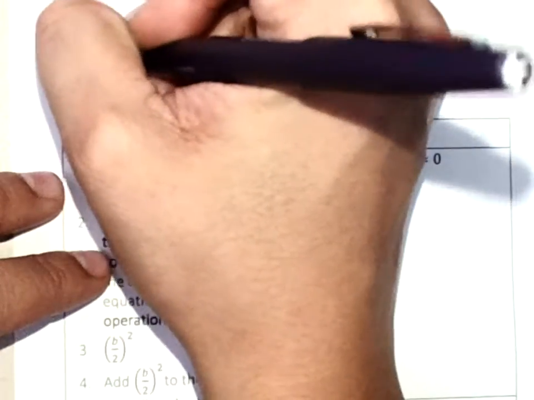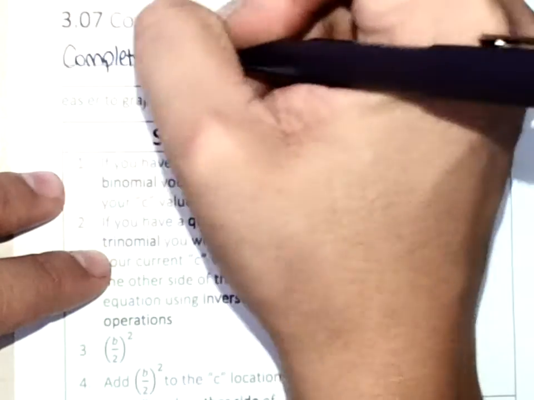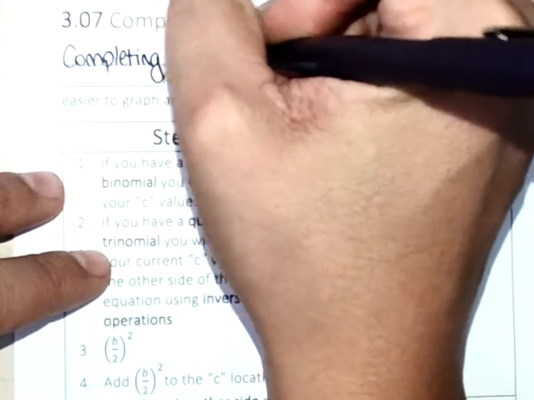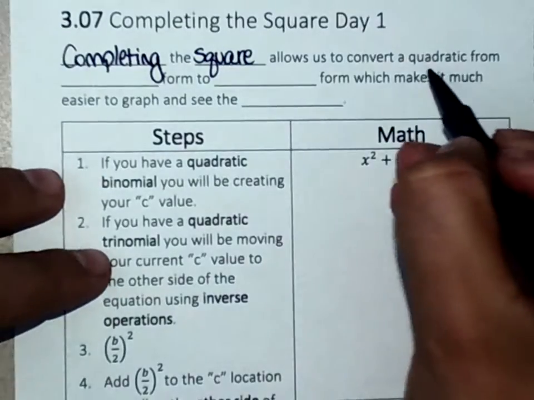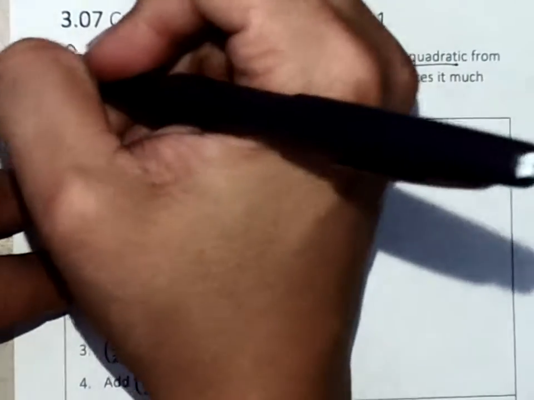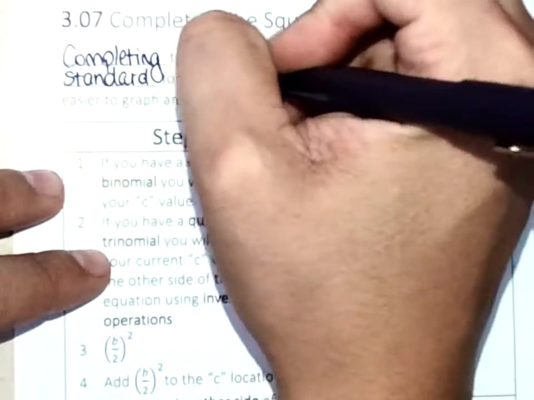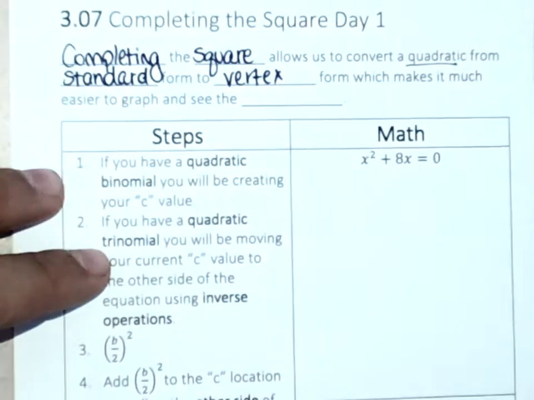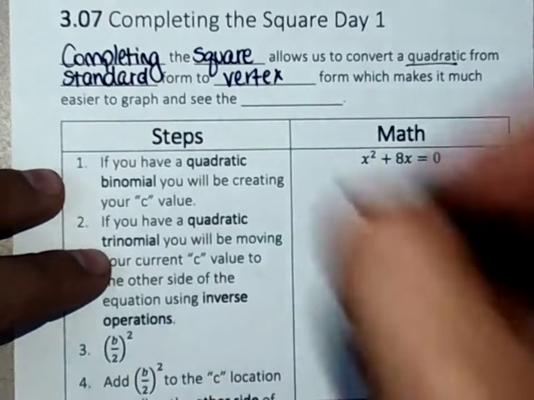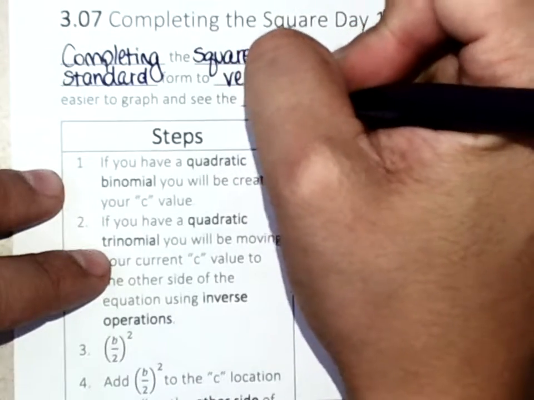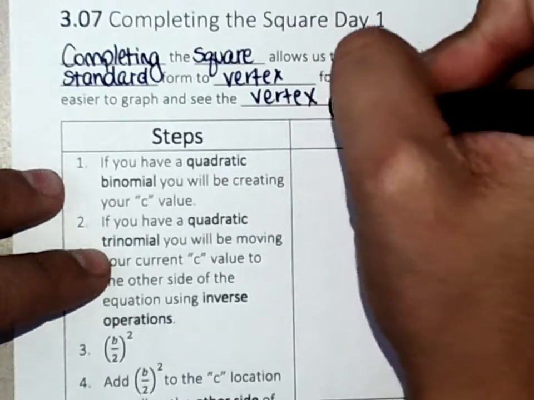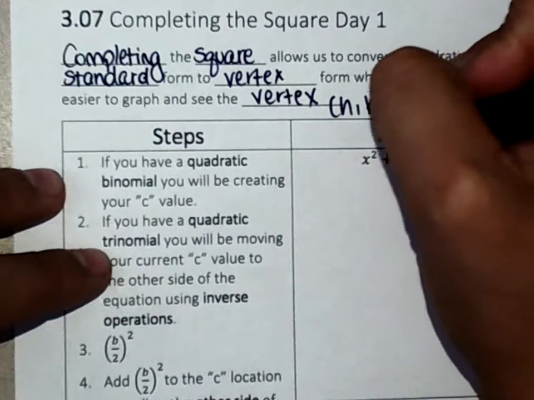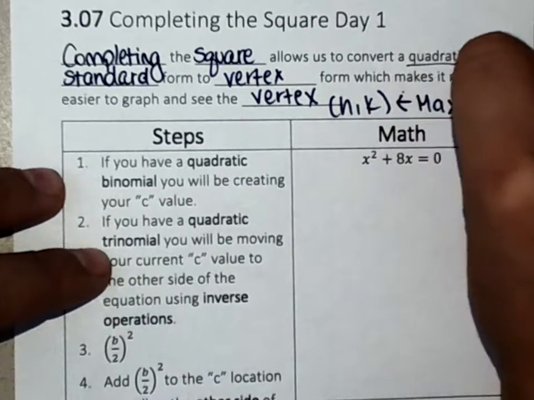Completing the square allows us to convert a quadratic from standard form to vertex form, which makes it much easier to graph and see the vertex, which remember is our h and our k, also known as our maximum or minimum.